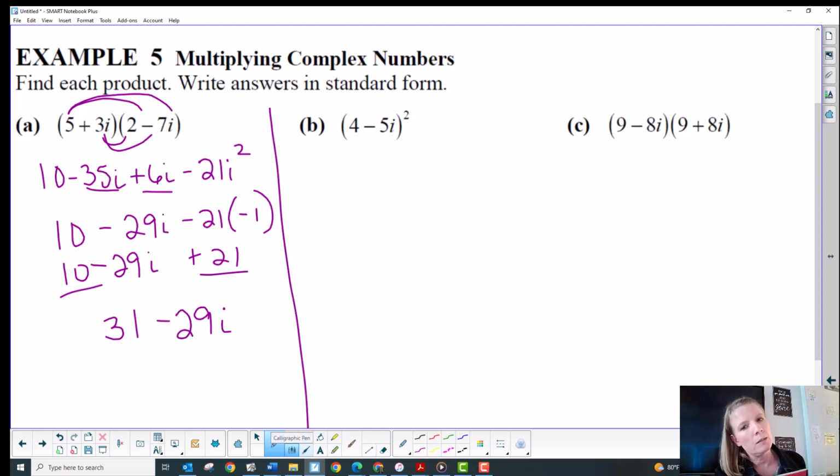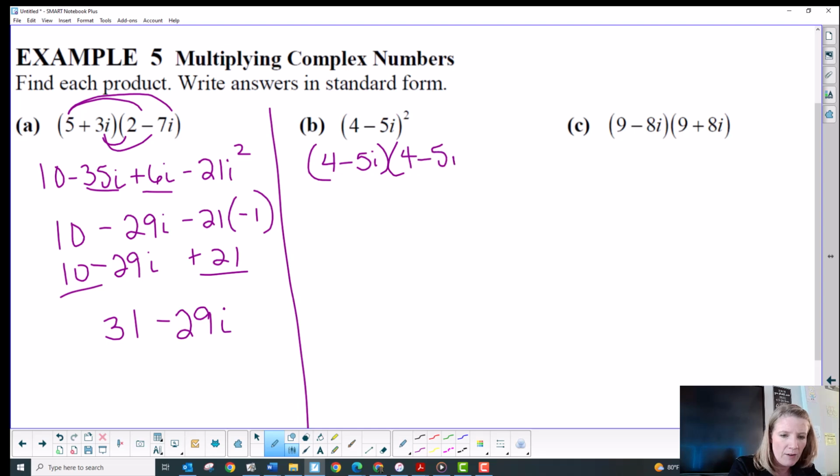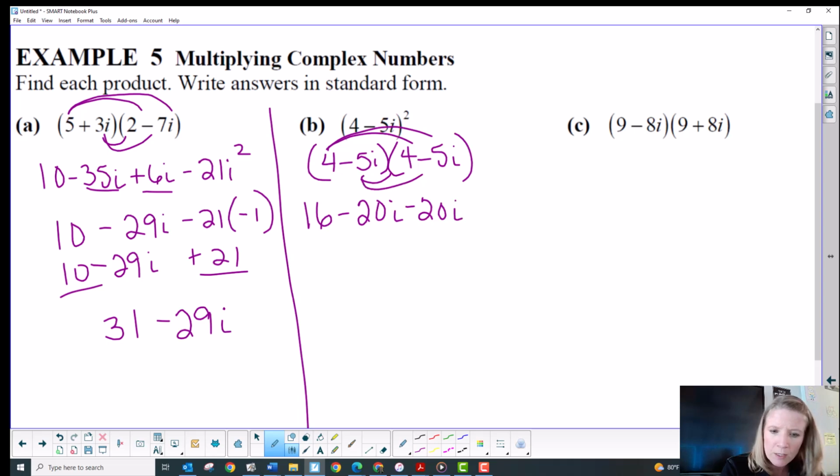Now, when you're squaring a binomial, you always write it twice. So it's 4 minus 5i times 4 minus 5i, and then we're going to FOIL. 4 times 4 is 16, and I'm going kind of fast because I don't want this video to be more than about 10 minutes. So just feel free to slow me down or pause me if you need to. So I FOIL that out.